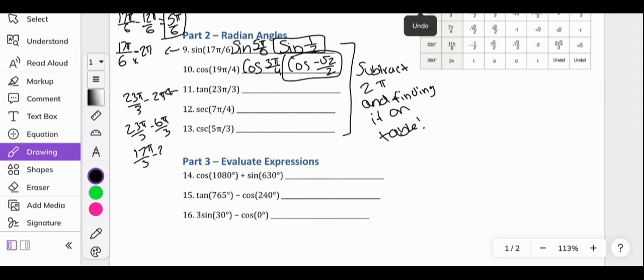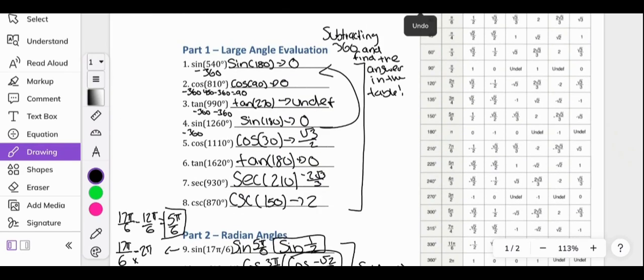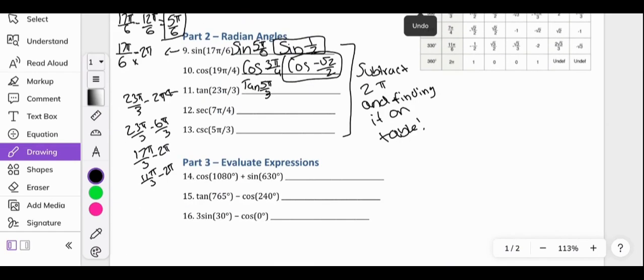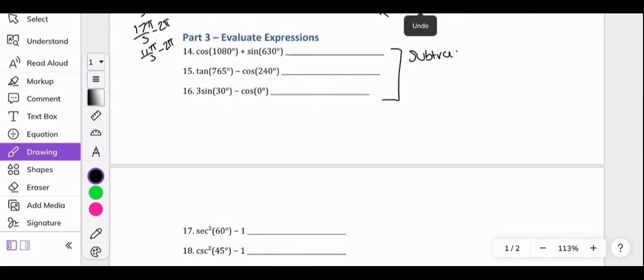Next we see 23 pi over 3. Subtract 2 pi, which will give you 17 pi over 3. Keep on going until you see the radian on the table. You should get tan 5 pi over 3, which on the table is negative square root of 3.